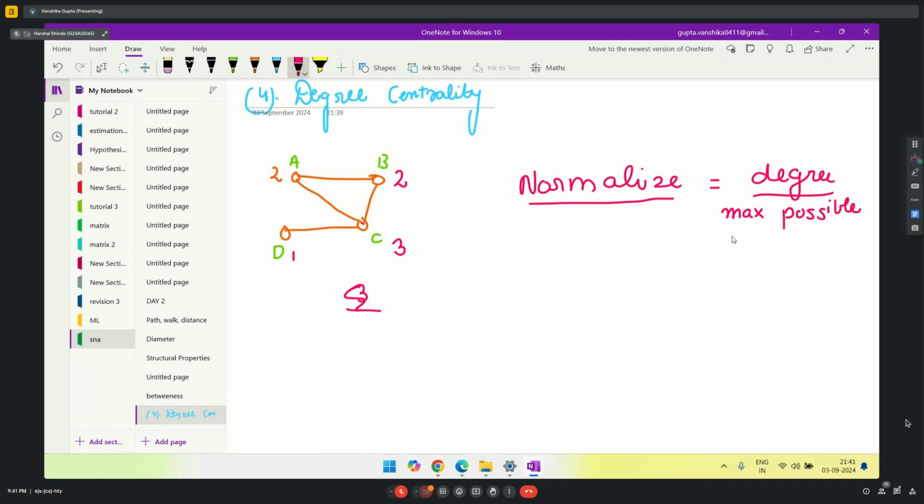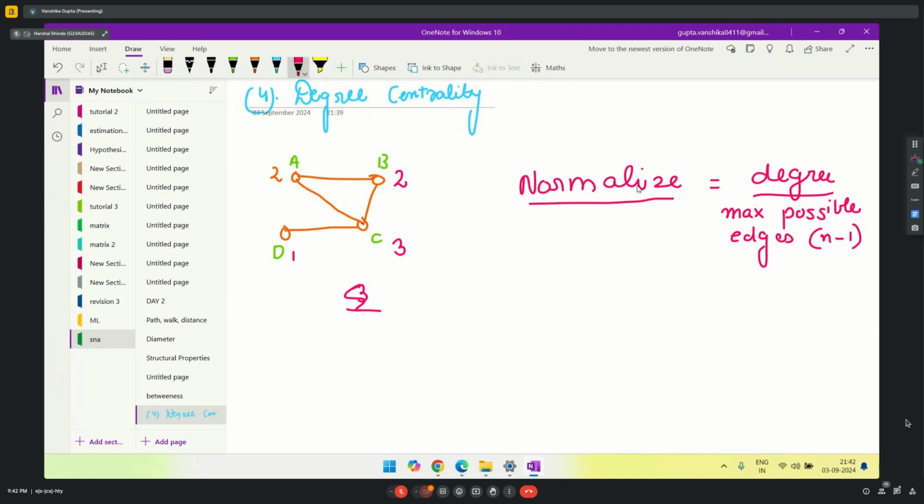Now, what is the maximum possible number of edges? This is nothing but n minus 1, where n is our number of nodes. Okay, so for example, currently this is a very small graph.